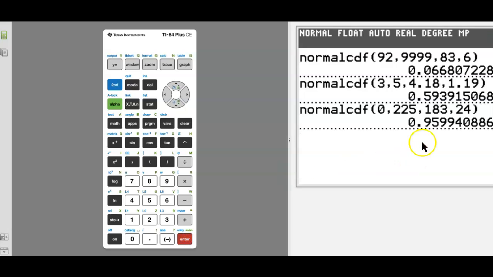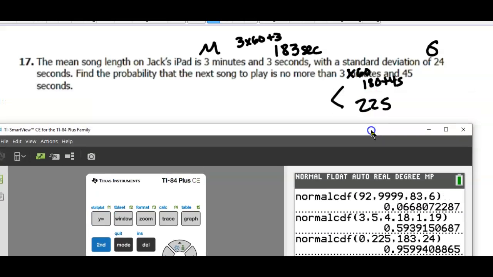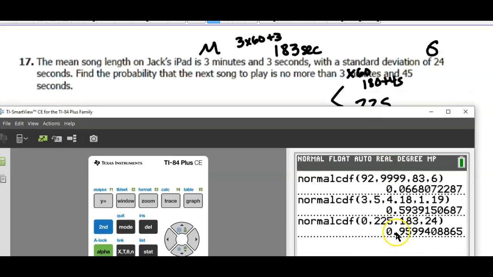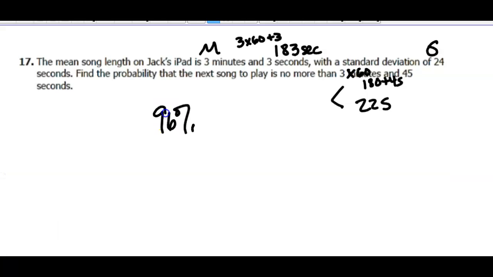All right, so if you think about it, if the average song is 183 and we want to know what's the chance that it's less than 225, almost all of them are. That's why it came out 95.99 or almost 96%. All right, that's the lesson on normal distribution today.